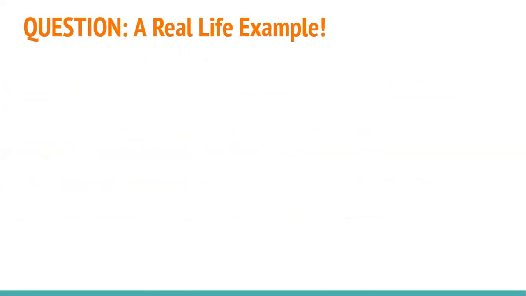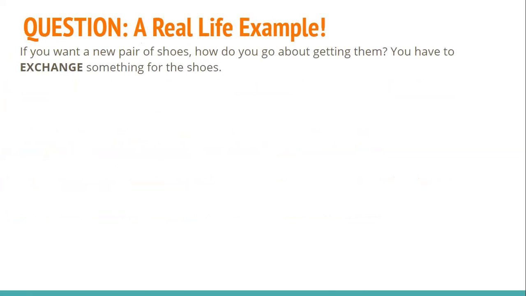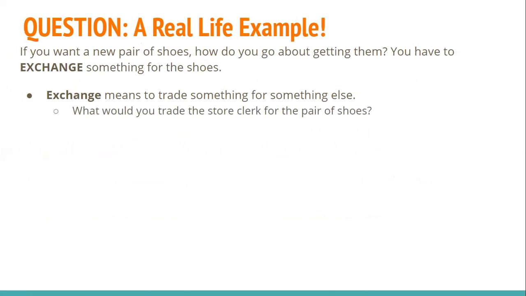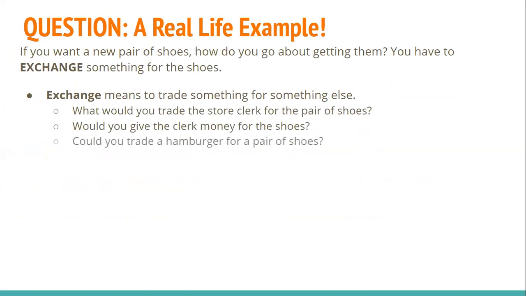So let's think of a real life example. If you want a new pair of shoes, how do you go about getting them? You have to exchange something for the shoes. Exchange means trade something for something else. So what would you trade the store clerk for the pair of shoes? Would you give the clerk money for the shoes? Could you trade a hamburger for a pair of shoes? Definitely not. So in this case, you would probably have to use money to exchange it for the shoes.